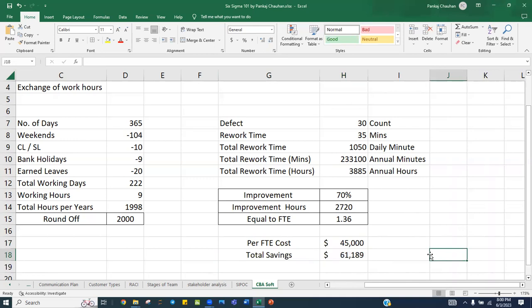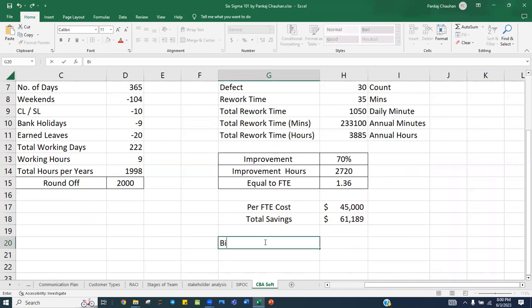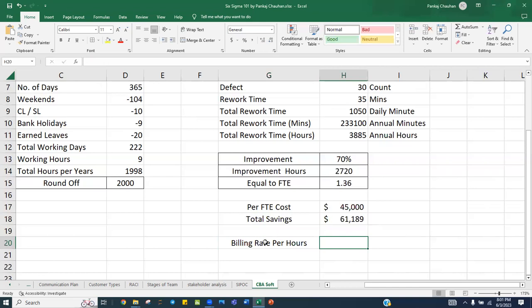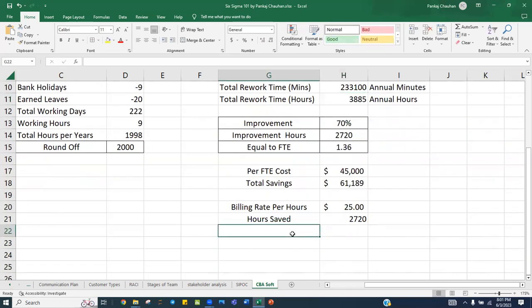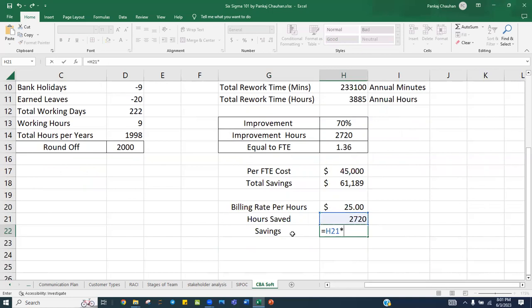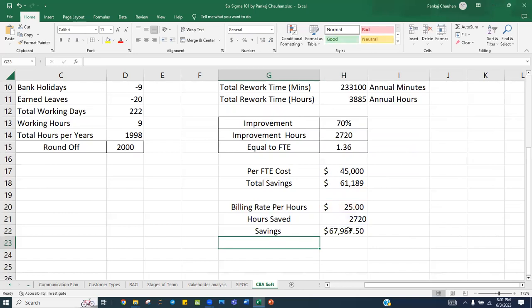Or you are looking for the billing hours, let's say billing rate per hour. In case you consider that the billing rate per hour is, let's say, around $25. Now, hours you have saved, how much? By your improvement project, 2720 hours annualized you have saved out of 3885. So savings will be how much? Saving will be 2720 hours multiplied by the per hour rate of 25. So approximately $67,987 you have saved.